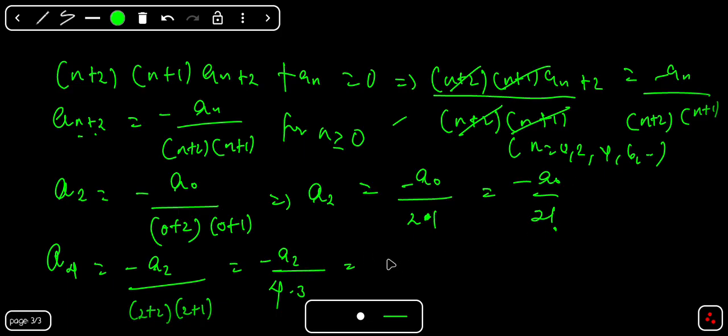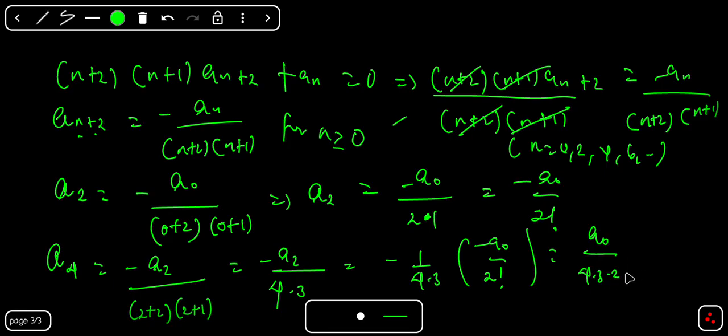So we are going to have minus 4 over 4 multiplied by 3 into bracket minus a0 over 2 factorial. Okay, so minus and minus will give us plus. What you have now is a0 over 4 multiplied by 3 multiplied by 2, multiplied by 1, which is also 4 factorial. So we have a0 over 4 factorial. That's good. So we are done with when n is equal to 2.